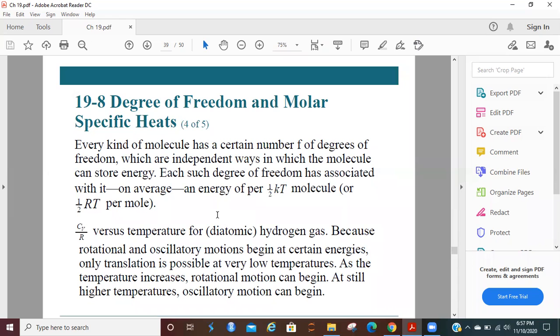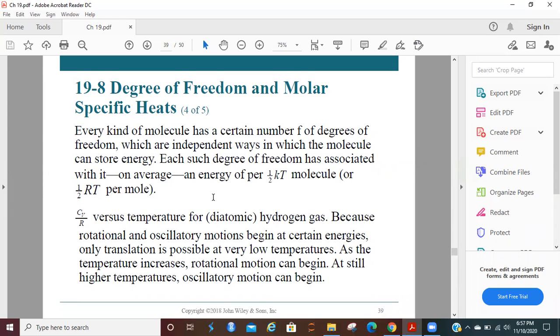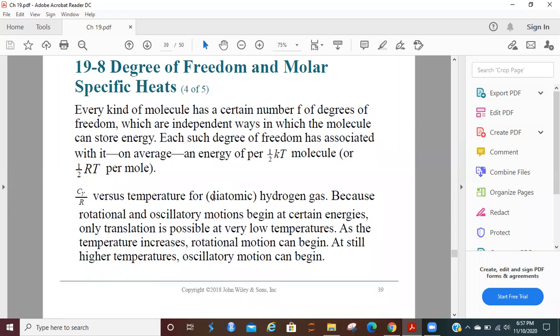Every kind of molecule has a certain number of degrees of freedom, which are independent ways in which the molecule can store energy. Each such degree of freedom has associated with it, on average, an energy of 1/2 kT per molecule. Let me say that again: each degree of freedom is going to have an energy of 1/2 kT for that molecule, or 1/2 RT for the mole.